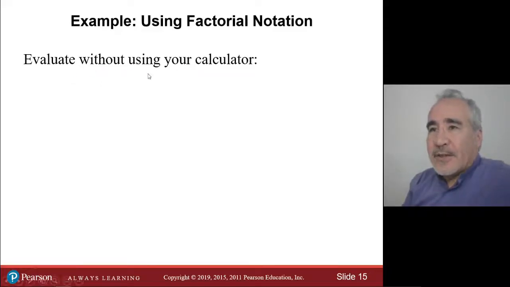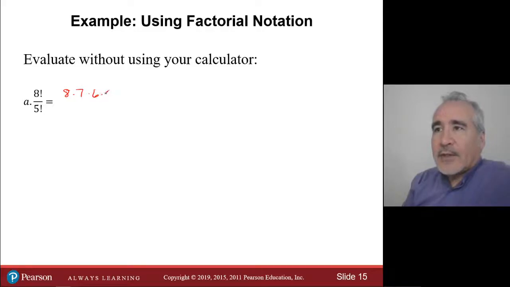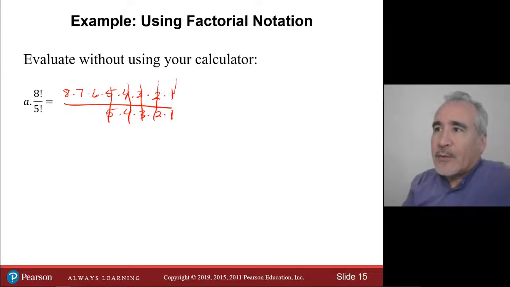Okay, so now here's a few examples. So here's 8 factorial divided by 5 factorial. So how could we do this? Well, 8 factorial is 8 times 7 times 6 times 5 times 4 times 3 times 2 times 1. 5 factorial is 5 times 4 times 3 times 2 times 1. Notice this is all multiplication. So 5 divided by 5 is 1, 4 divided by 4 is 1, 3 divided by 3 is 1, 2 divided by 2 is 1, 1 divided by 1 is 1. So we are left with 8 times 7 times 6.